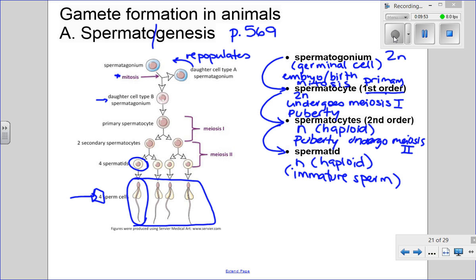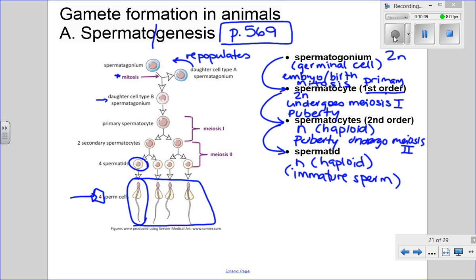So again, if you need a reference, page 569 of your textbook has a picture that has both sperm and egg production. You could also go online and print out this or the entire package of notes if you wanted to.